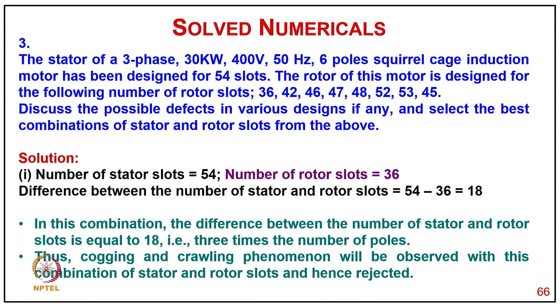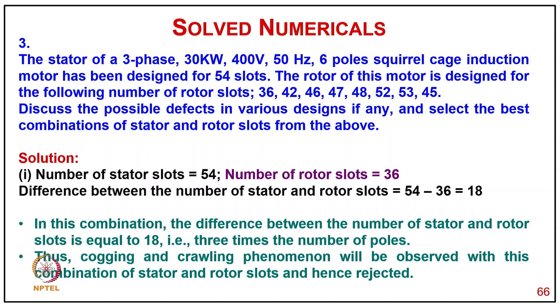0.078 meter. Now coming to solved example three: the stator of a 3 phase, 30 kilowatt, 450 volt, 6 pole, 12 kg induction motor has been designed for 54 slots. The rotor for this motor is designed for the following rotor slots: 36, 42, 46, 47, 48, 52, 53, 45. State the possible defects in the various designs, if any, and select the best combination of rotor slots.